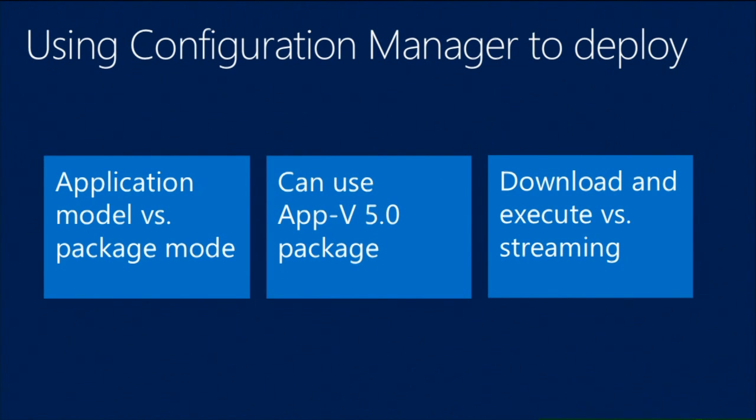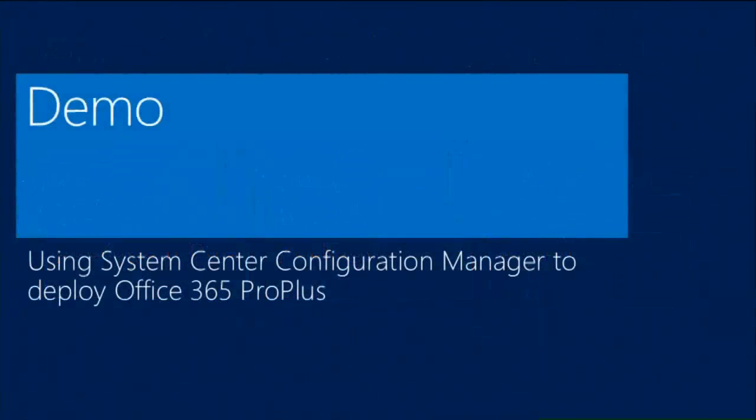In terms of what you can use, App-V 5 only, not 4.6. And you need to use, as I mentioned earlier, download and execute to use the cache mode as opposed to streaming mode from an activation perspective to run App-V with Office.